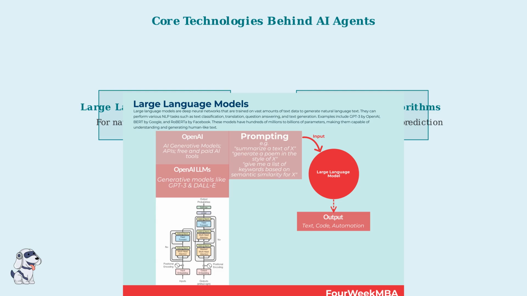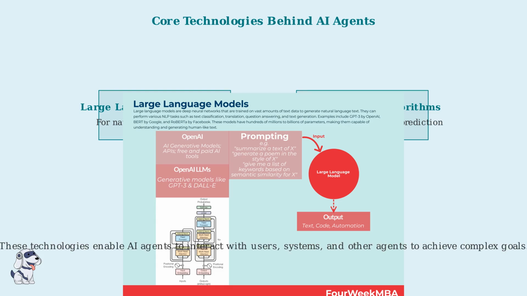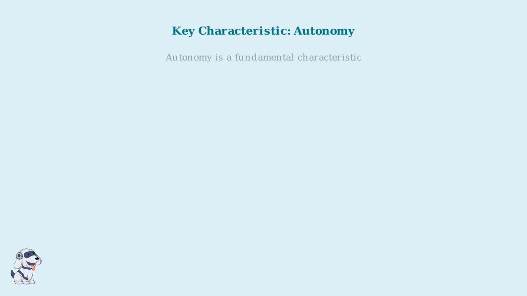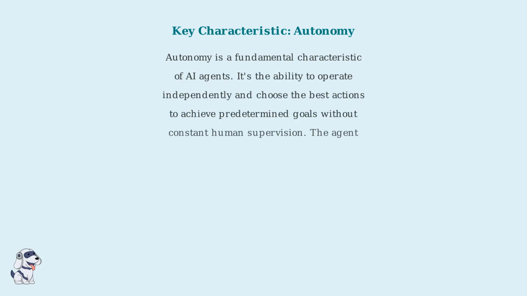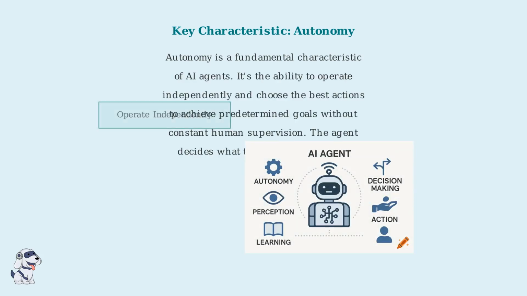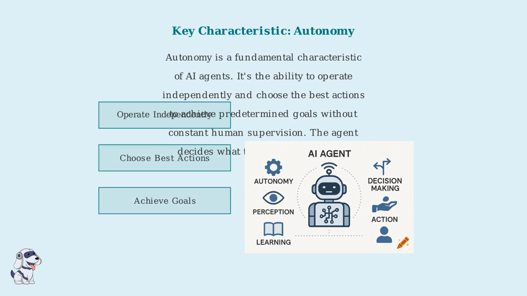Machine learning algorithms enable pattern recognition and prediction, helping agents analyze data and make informed decisions. Together, these technologies allow AI agents to interact effectively with users, systems, and other agents, enabling them to achieve complex goals autonomously. Autonomy is a fundamental characteristic of AI agents. It's the ability to operate independently and choose the best actions to achieve predetermined goals without constant human supervision. The agent decides what to do and how to do it.